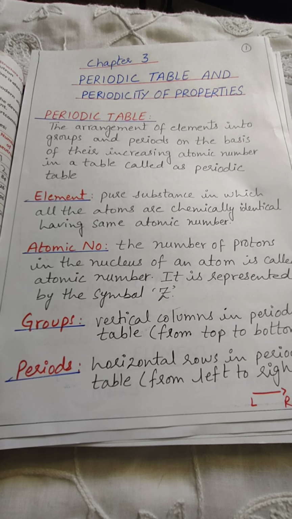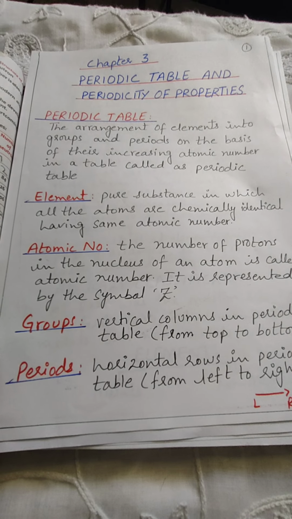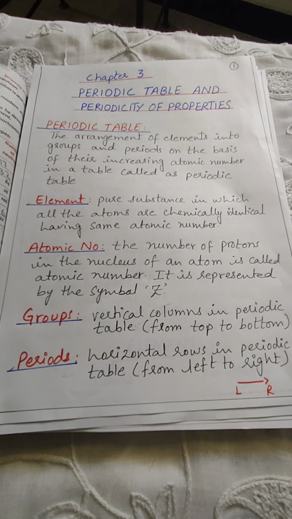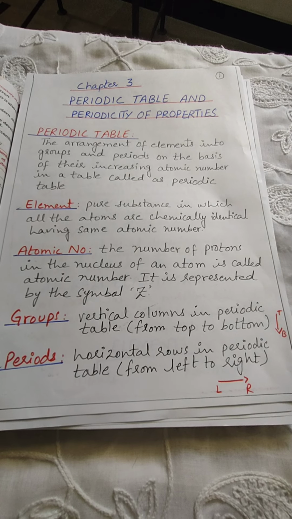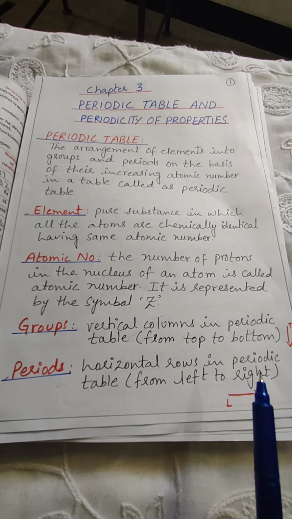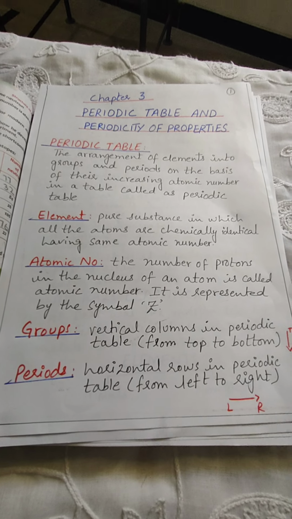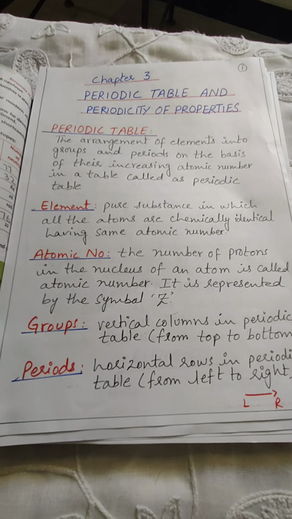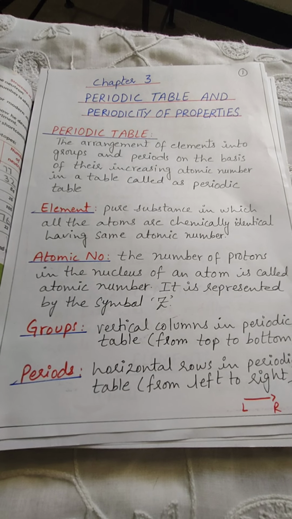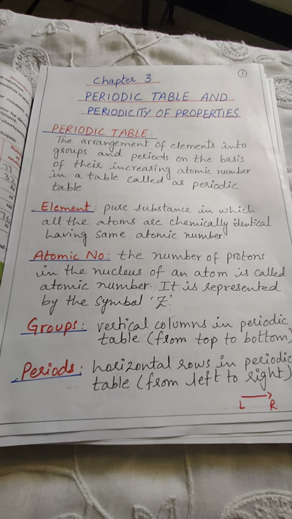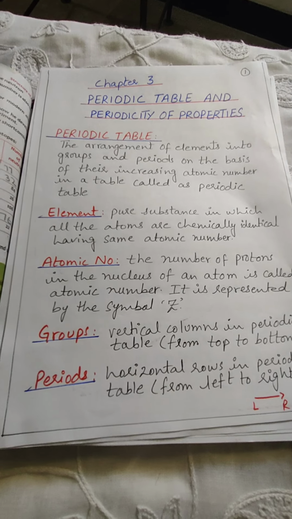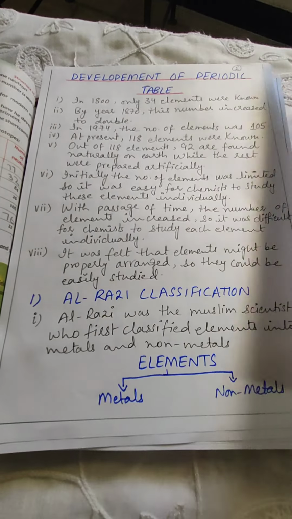Now another two words which are used in the definition are groups and periods. So what are groups? The vertical columns in the periodic table from top to bottom are called groups, while the horizontal rows in the periodic table from left to right are called periods. These two terms we will discuss in detail when we start the periodic table. Clear?